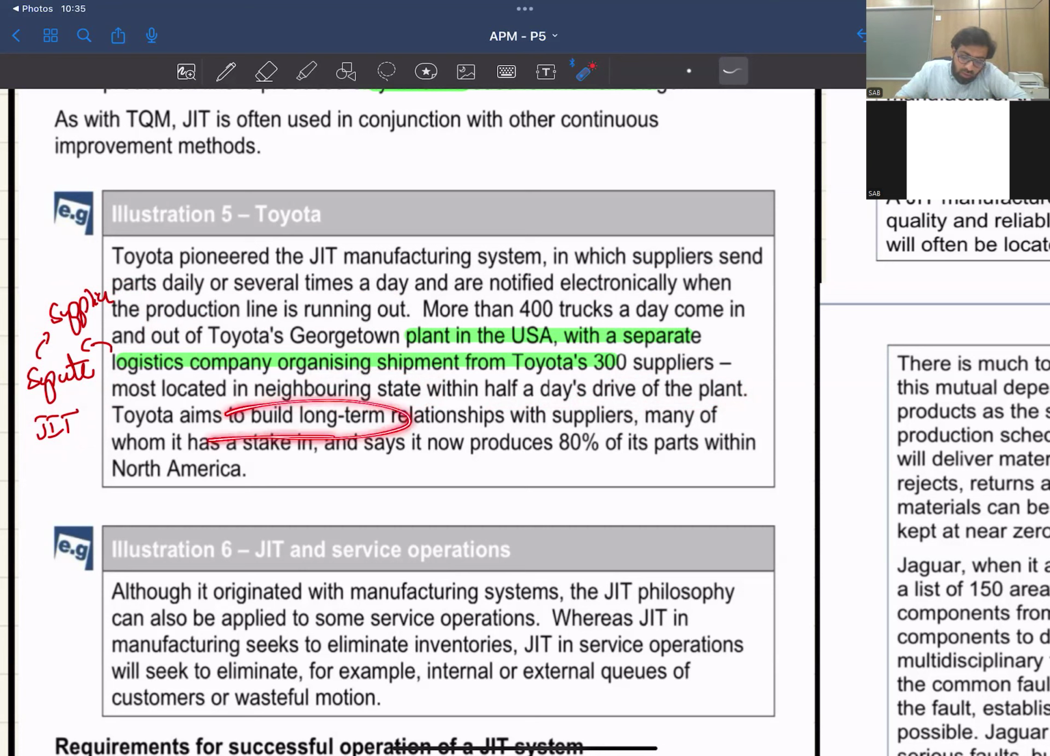Now, Toyota aims to build long-term relationships with suppliers, many of whom it has a stake in, and says it now produces 80% of its parts within North America. Now, why? Because their plants are in North America. So they make sure that 80% of the parts are produced in North America and their maximum suppliers are based there so that they get supplies regularly.